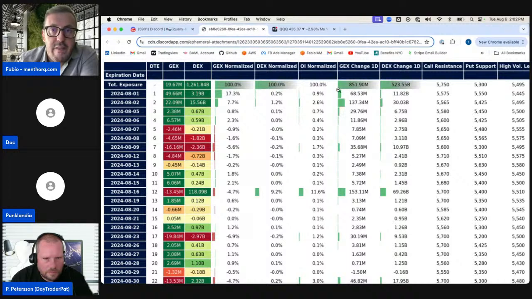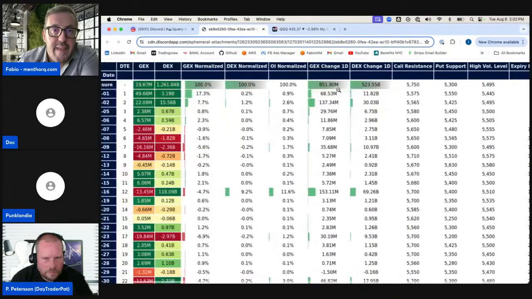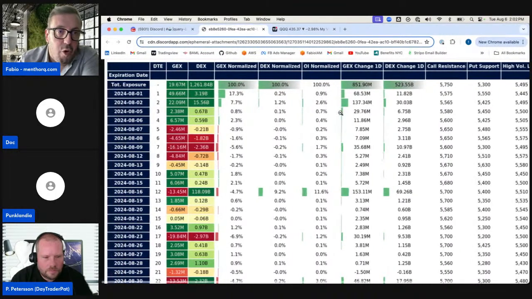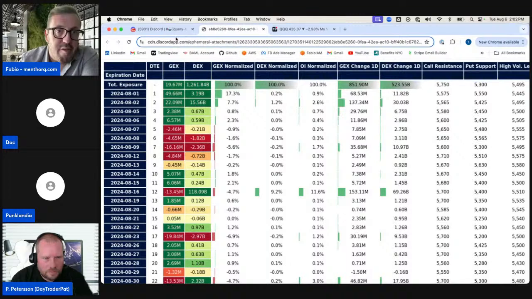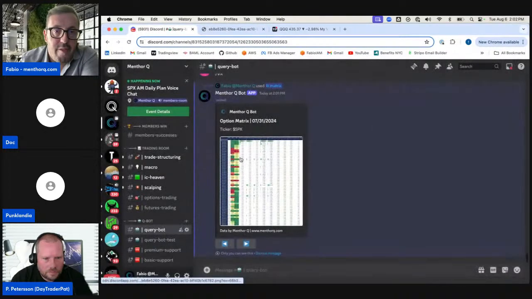You also want to look at the different kinds of data. So how did the GEX change over one day, and the DEX? So we see an increase in positive gamma compared to the previous day, as well as an increase in positive delta compared to the previous day. So overall, this was the 31st, right? So what I did here, I went into the matrix. I went back to July 31st.